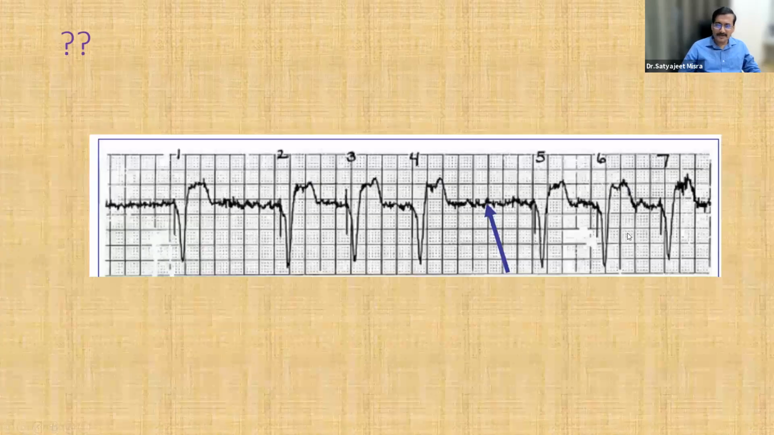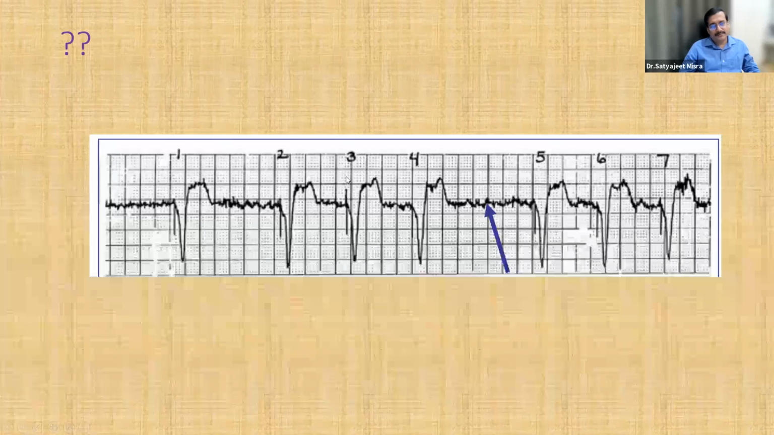Okay, what do you think is the problem here? So let's look at this. Here, there is one pacing spike followed by a QRS complex. Almost at an equal interval, there's another pacing spike followed by a QRS, another pacing spike. So these are all at the same interval. Here, there is nothing. There's a big gap. What do you think has happened here?